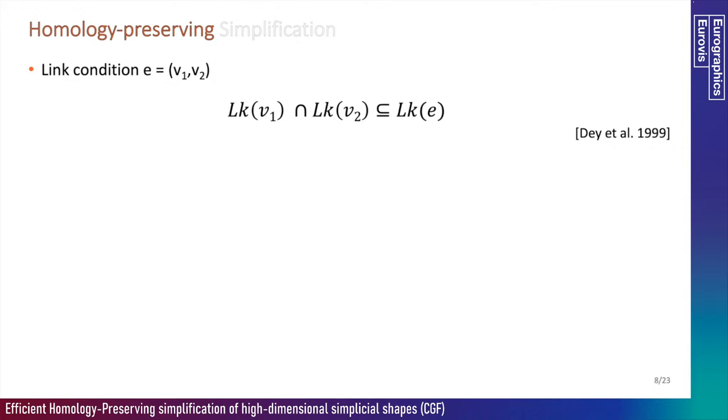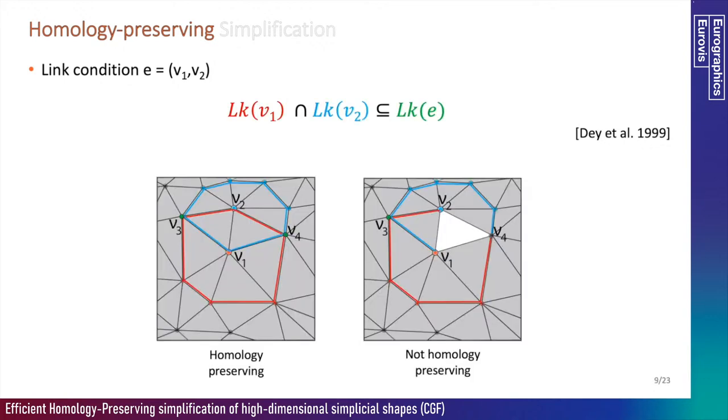The second part is the homology preserving part. So we want to apply edge contraction, but we want this contraction to be homology preserving. And to do that, an operator has been introduced by Dey et al. in 1999, that basically works based on the link of the simplices involved in the edge contraction. In particular, we have to consider the link of the first vertex involved and the link of the second vertex involved. We have to compute these two links and intersect them. If their intersection is contained in the link of the edge, then the operation is homology preserving.